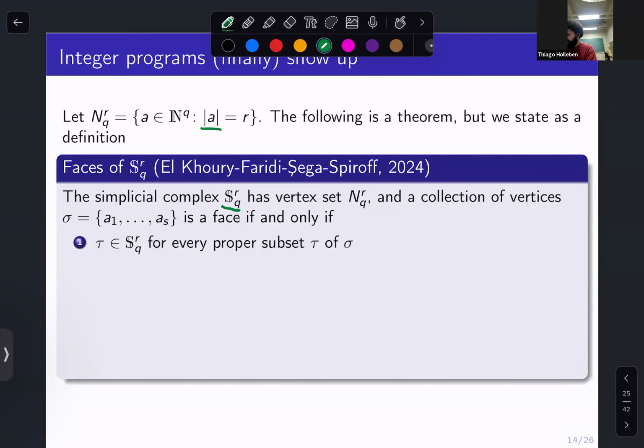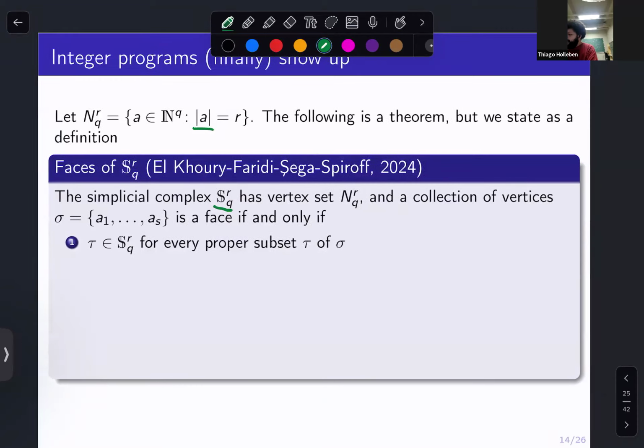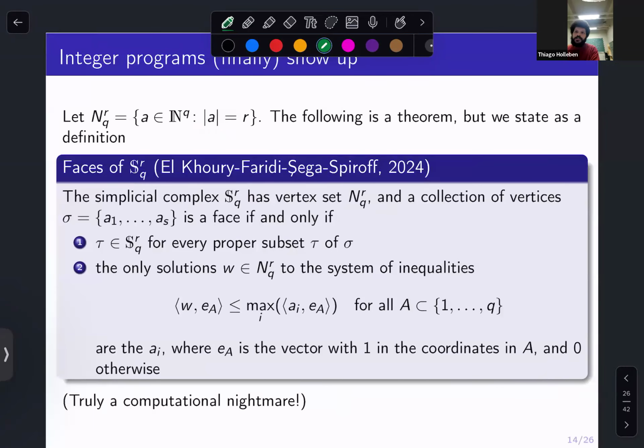And a collection of vertices is a face if and only if, one, every proper subset is a face. So you want it to be a simplicial complex. So the definition is kind of a little bit recursive. And the second thing that you want, and this is where the integer programs come in, is you have a system of integer programs, and you want the only solutions of this set of integer programs to be the vertices in your set.